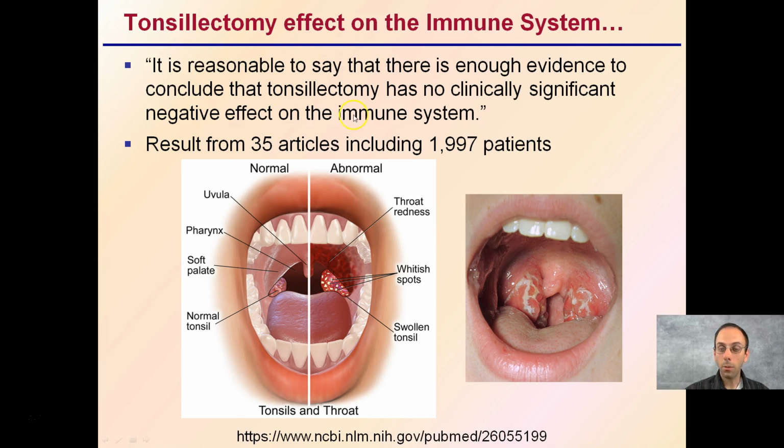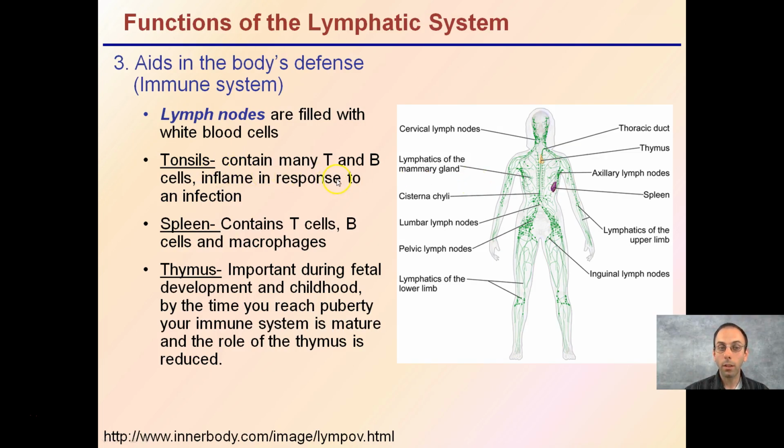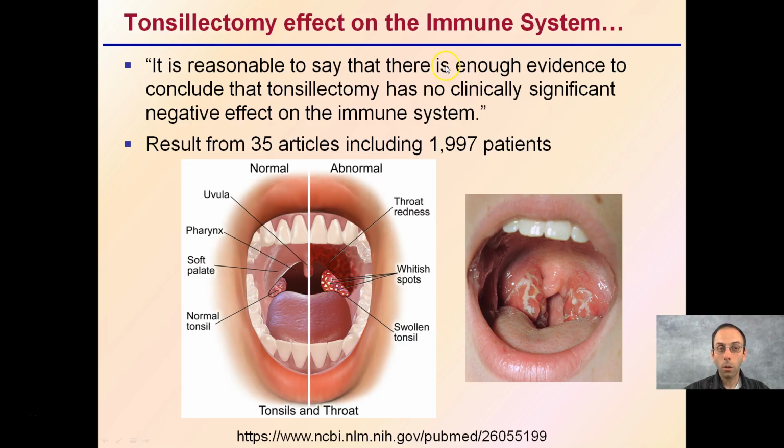Now, tonsillectomy. If you may have had this, you may be wondering or a little concerned. Going back for a second, if tonsils contain T and B cells and are important, and may inflame in response to an infection, if we had those removed, would that be a negative impact on us? Well, connecting these two with the immune system, it's reasonable to say that there is enough evidence to conclude that tonsillectomies have no clinically significant negative effect on the immune system. I've provided a link to the article here.